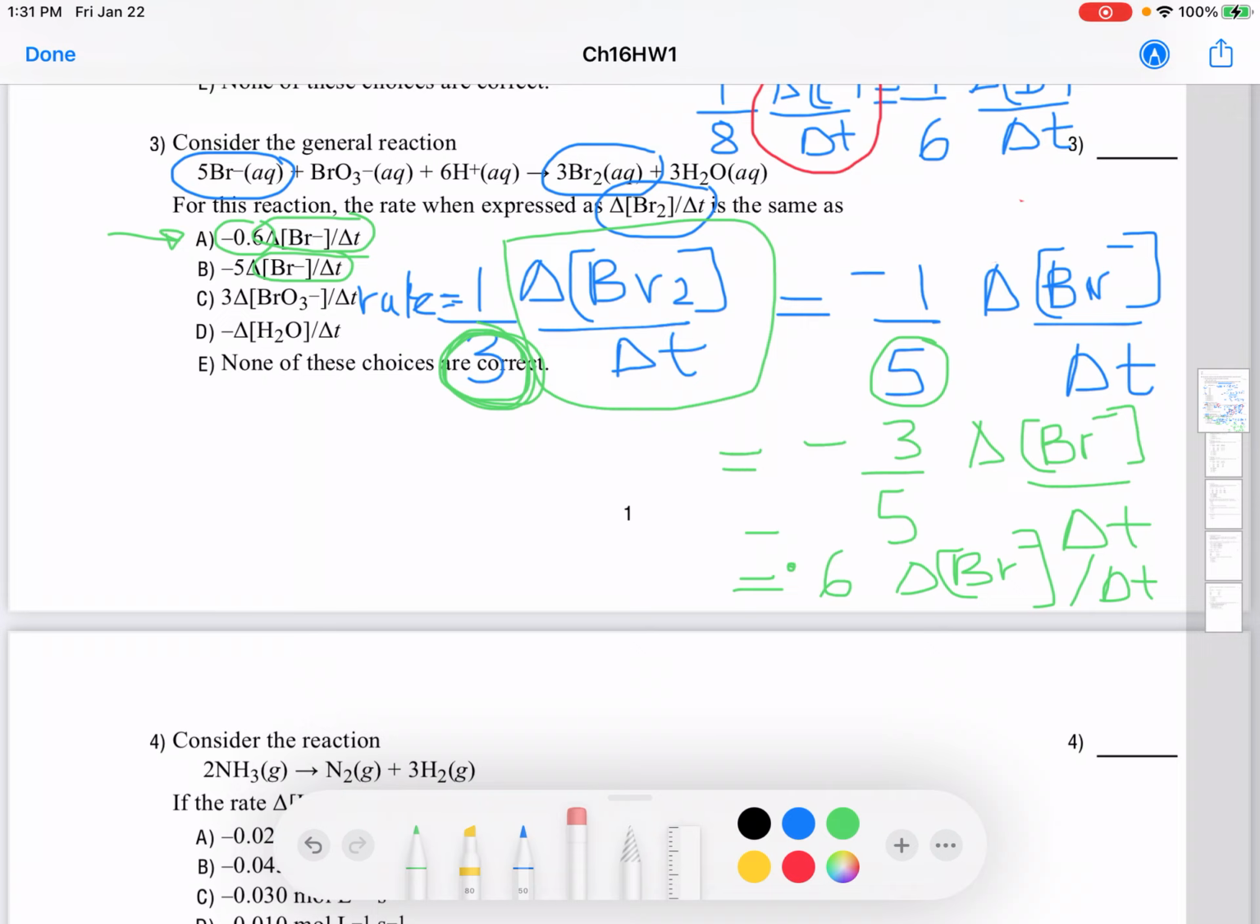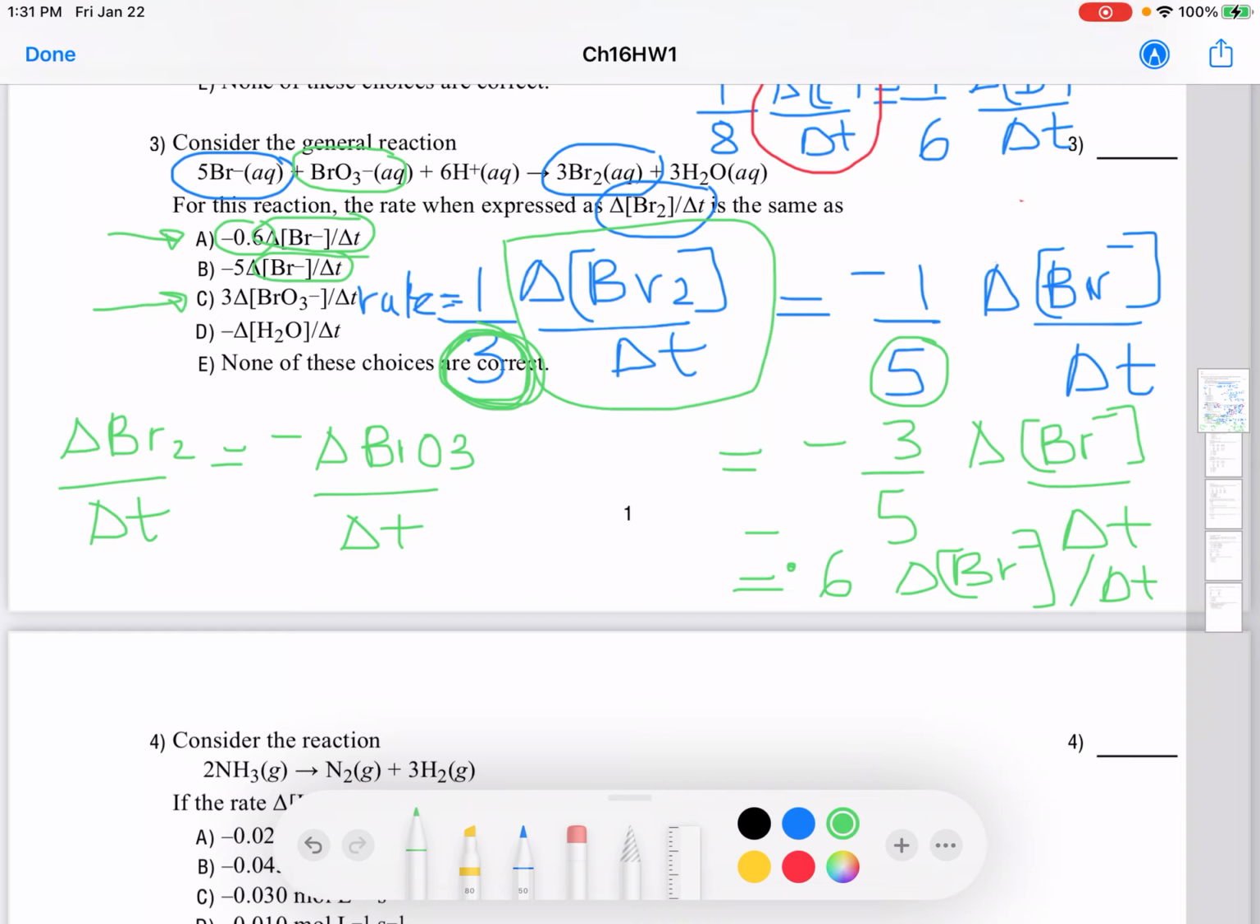But bromate we didn't do. We can do the bromate one. Okay, so let's try to see. Now I'm looking at this one, if that is the correct one. So I'm going to compare delta bromine over delta T equals bromate. Where is bromate? Right here, which is a reactant. So then it has to be negative delta BrO3 concentration over delta T. And we don't have any coefficient, so you just write it like that.